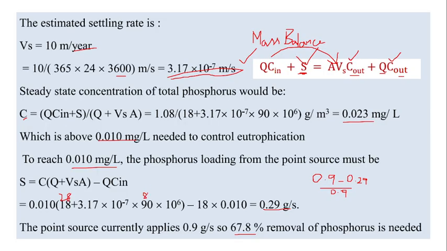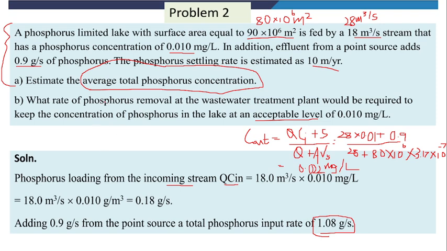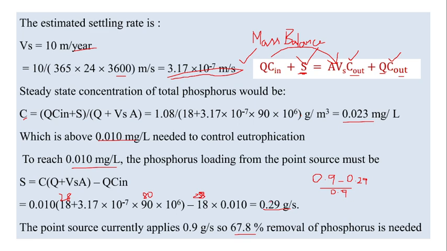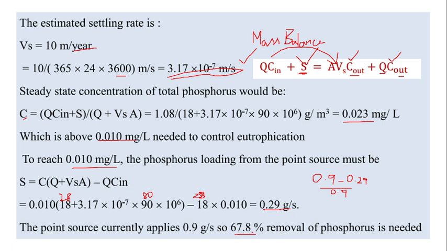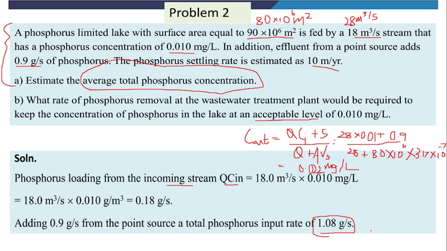Then again here you will be substituting 28 instead of 8. Then you will get an S value of some gram per second. So what you do to find the efficient rate of phosphorus removal to achieve the acceptable level is you need to subtract the obtained value from 0.9 gram per second. Then you will obtain the percentage of removal of phosphorus needed in extra to achieve the acceptable level of 0.01.